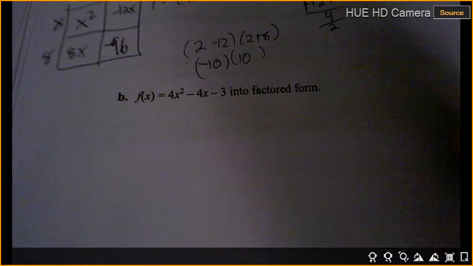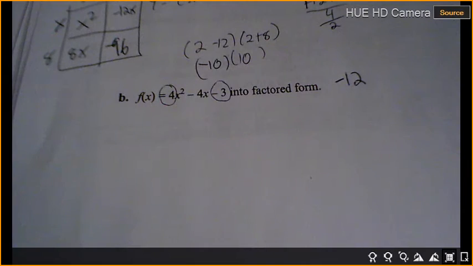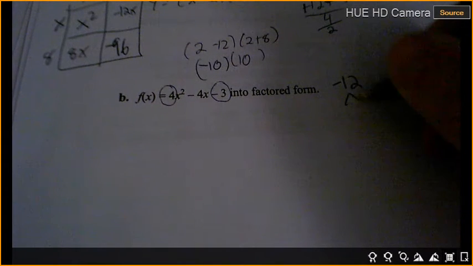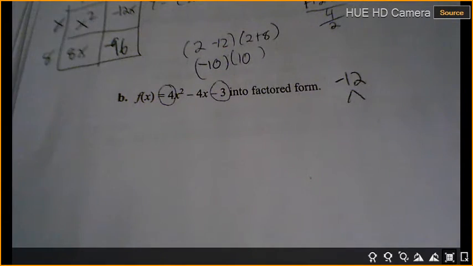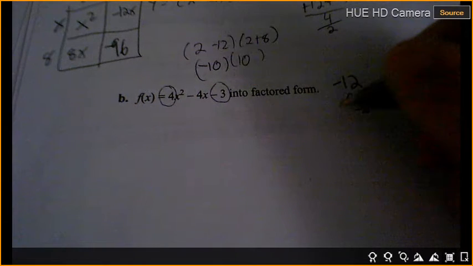I kind of showed you how to do one of those again on your homework. What you do is you take the number in front and the number at the very end and you multiply them together. Then I want to think of two numbers that when I multiply them give me negative 12, and when I add them give me negative 4. So what two numbers multiply to give me 12? 6 and 2, and 6 would have to be negative.